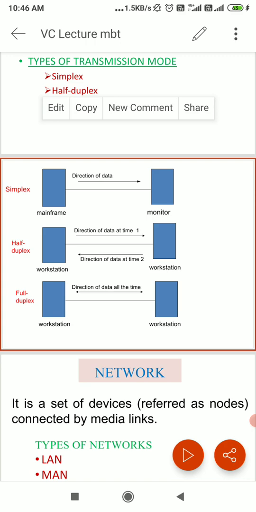The link may contain two physically separate transmission paths, one for sending and another for receiving. Otherwise, what will happen? The capacity of the channel will get divided between the signals because they are traveling in both directions. So these are nothing but the different types of communication systems.